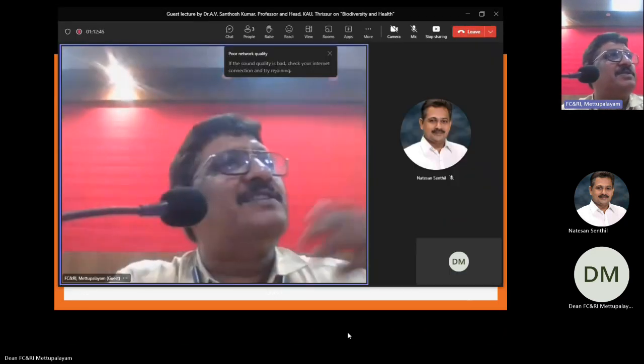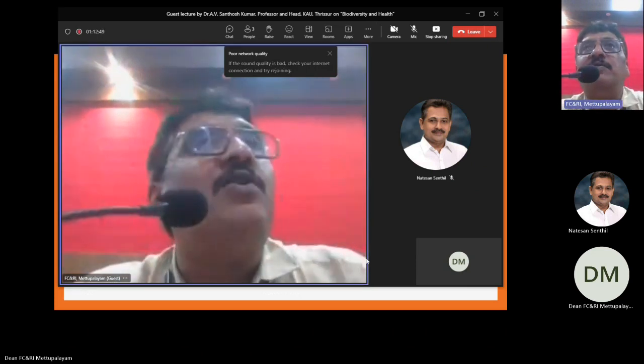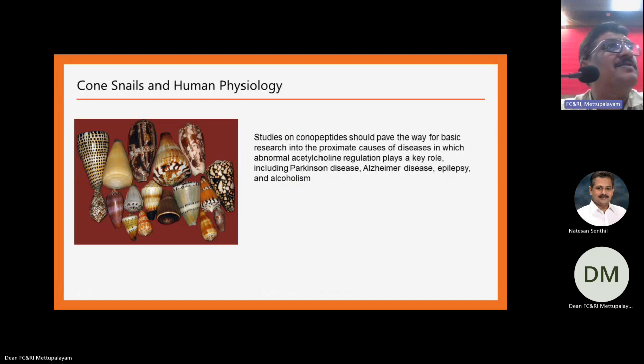For each species they have a unique set of conopeptides. There are more than 1 lakh conopeptides found in these cones. And we have recently found that they all have one purpose: to paralyze the prey. But they have different modes of doing it. They do it in various methods, and a lot of research is going on this.